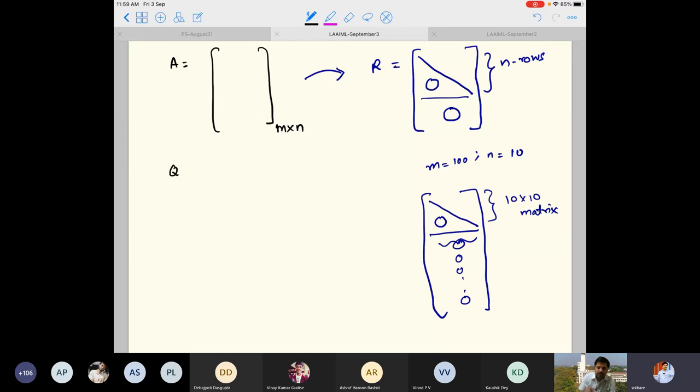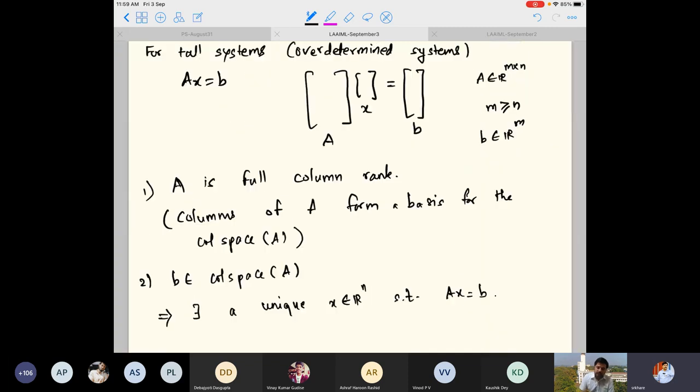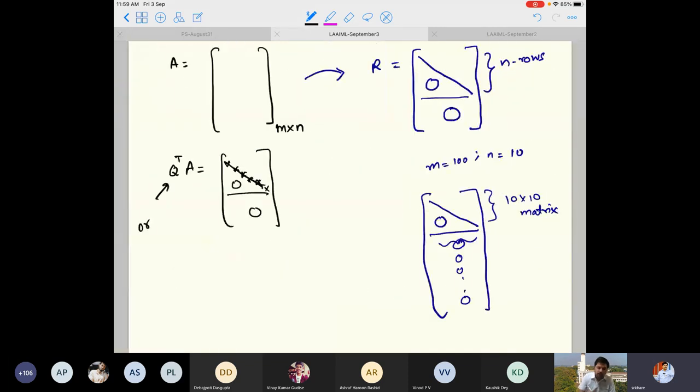That conversion happens by multiplication by a matrix Q. So Q transpose A happens to be a matrix R which is almost upper triangular. If that happens, what will happen to the entries here? In R, with the conditions that I have and Q orthogonal, what will happen to the diagonal entries of this submatrix? I'll call this R hat, and this is 0. So R is basically R hat over 0, and R hat is an N by N square upper triangular matrix.